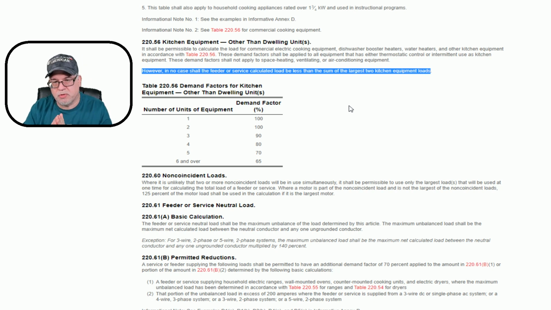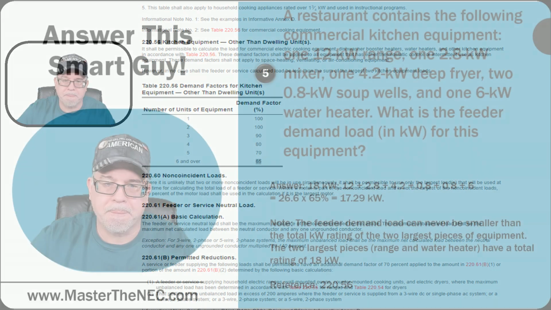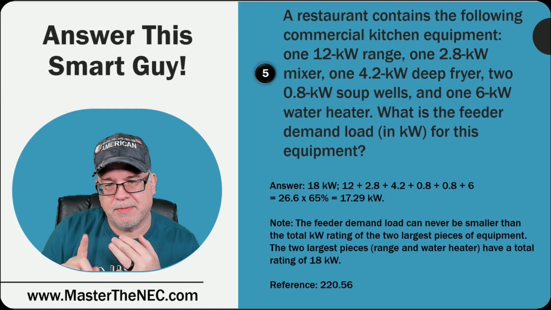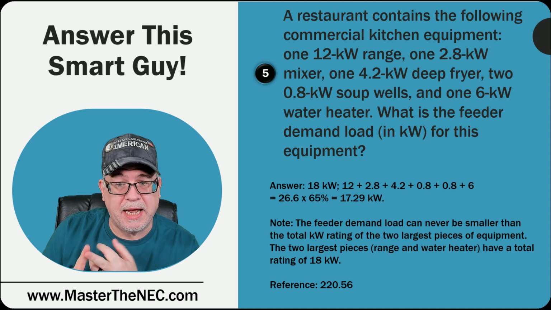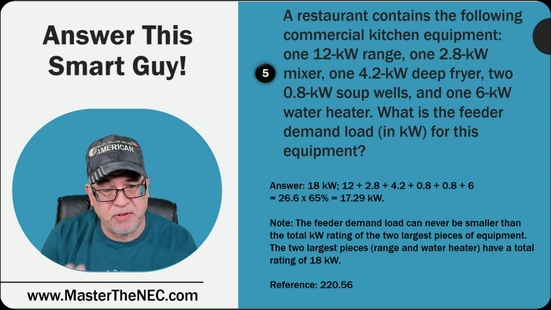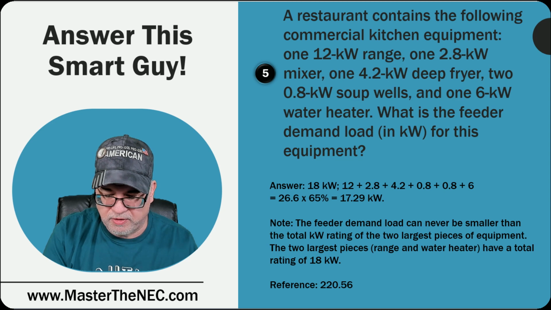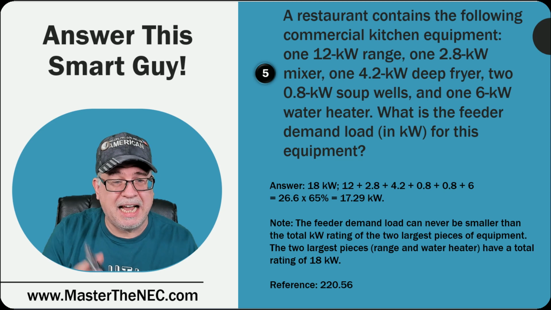Now, let me tell you what people do on an exam. So here you see that it's a 65% demand factor that we can apply. You with me? We're all good? And you remember what it says. In no case can it be smaller than two largest pieces of kitchen equipment. But let me show you what they do on the exam, and I don't want you to make the same mistake. So we added these up. We did 12, 2.8, 4.2, 0.8, 0.8, and 6, which was 26.6. And we applied the 65% that 220.56 affords us. So that was 26.6 times 0.65, and that is 17.29.